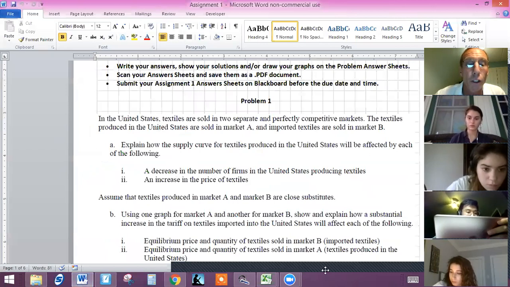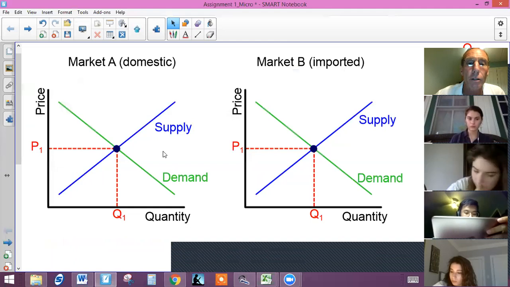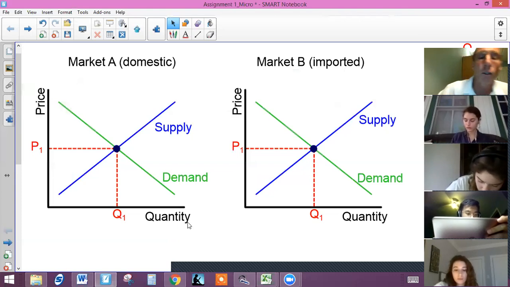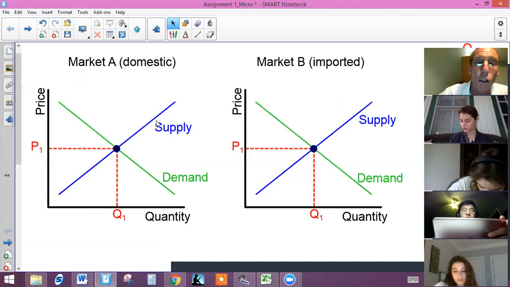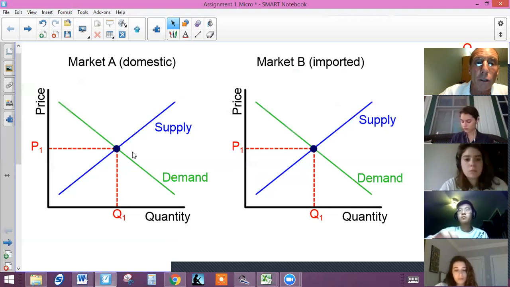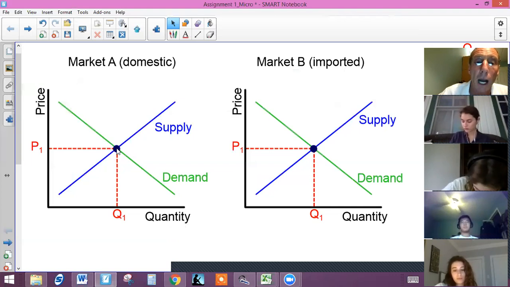Okay, so if we look at this basic graph, we have price on the vertical axis and quantity on the horizontal axis. This is what we call market equilibrium, because the quantity supplied, represented by the blue curve, and the quantity demanded, represented by the green downward sloping curve, intersect, where quantity demanded equals quantity supplied. That is where the market is in equilibrium. So that's where we start. That's where we're assuming we are.